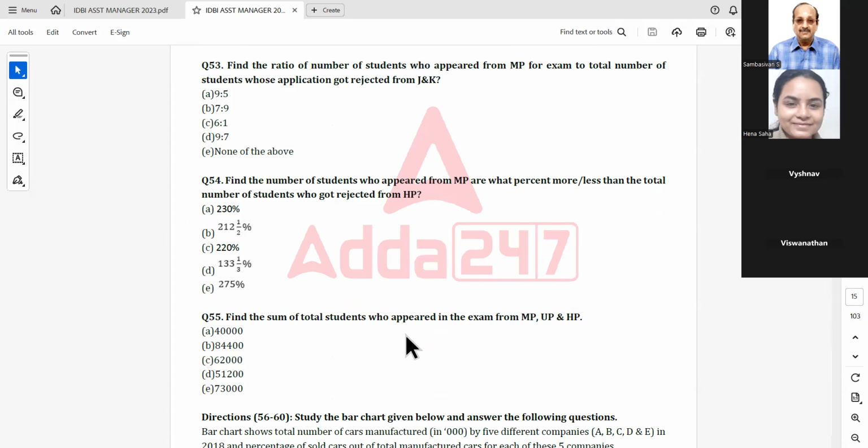54. Yes, sir. Find the number of students who appeared from MP. Appeared from MP are what percent more or less than the total number of students who got rejected from HP? Number of students rejected in HP is 8,000. Number of students who appeared from MP is.